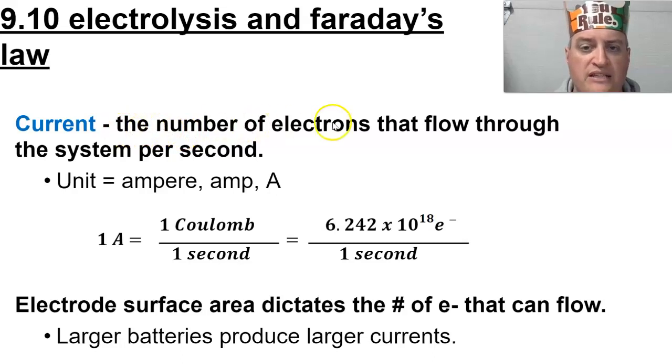So, current is the number of electrons that flow through a system per second. These are called amps. AMP, capital A is the symbol for it. These are coulombs per second. A coulomb is the amount of charge. That is a huge amount of electrons per second. So the idea is that the electrode surface area dictates the number of electrons that can flow. Larger batteries produce larger currents.